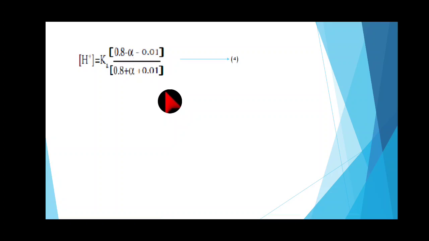Now, in the acetic acid concentration, initially what you have written is 0.8 minus alpha, minus 0.01. After 0.01 molar NaOH is added, what is the condition of the buffer solution? That's why we can apply the value divided by 0.8 plus alpha plus 0.01 concentration. That is for the acetate ion. So the numerator is acetic acid and the denominator is acetate ion. It is in equation 4.